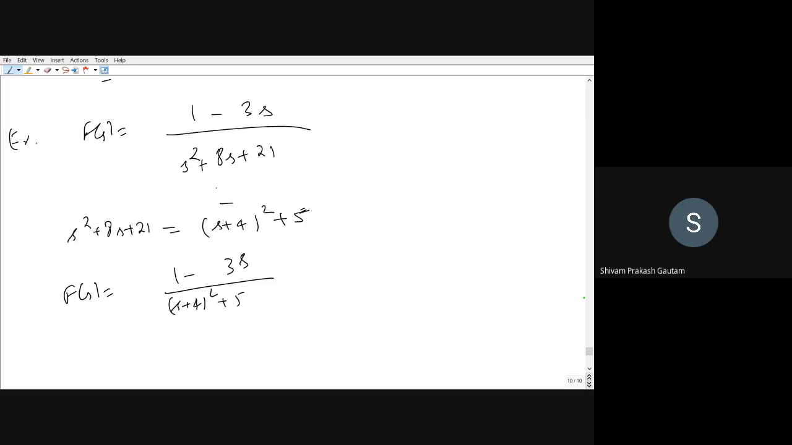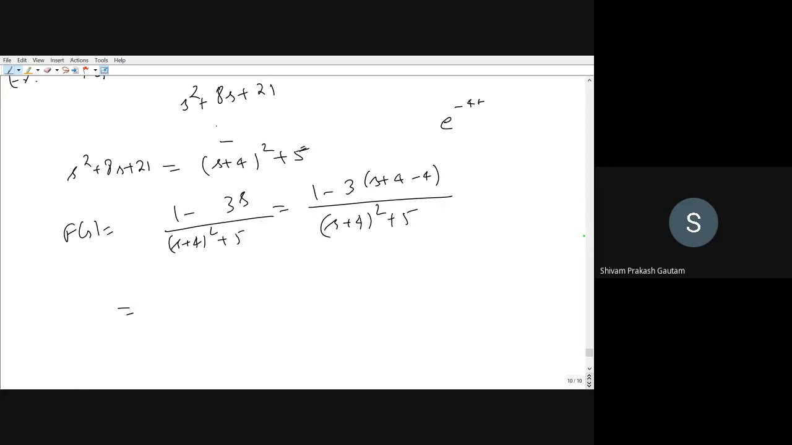So you can see this is again cos and sine term, but there is a shifting in s, plus 4. This shifting can be done by multiplying by an exponential term, e to the power minus 4t. But I want the s plus 4 term, so I can write 3 into s plus 4 and minus 4, upon s plus 4 whole square plus 5. Is it okay? Just let me know if I make any mistake.